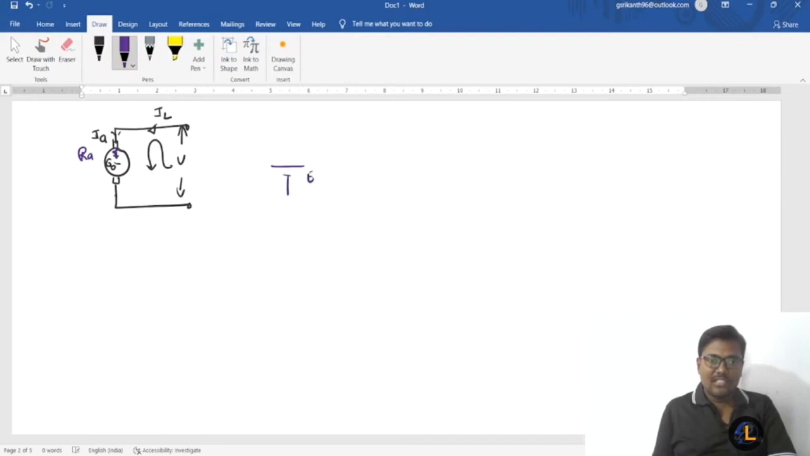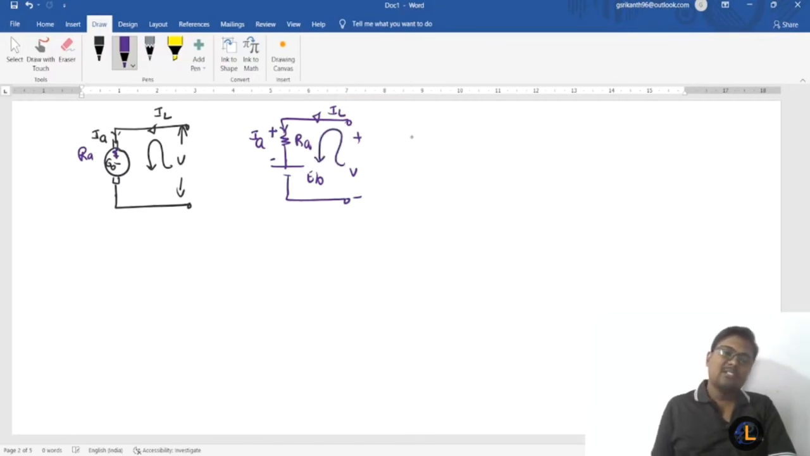This is your circuit: EB, and this one is RA. The supply voltage is V. The current drawn from the supply is the line current. The current flowing through this branch is the armature current. Always the current flows from higher potential to lower potential.